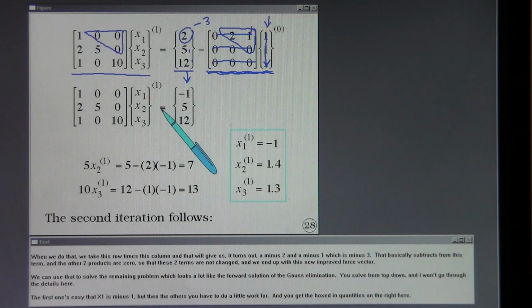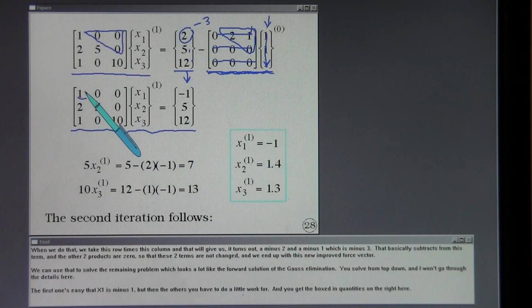We can use that to solve the remaining problem, which looks a lot like the forward solution of the Gauss elimination. You solve from top down, and I won't go through the details here. The first one's easy, that x1 is minus 1, but then the others you have to do a little work for. And you get the boxed in quantities on the right here.